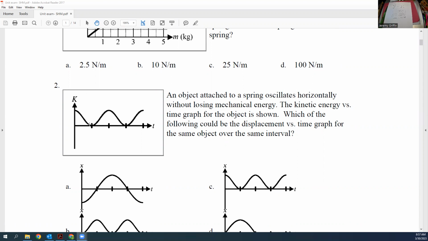Correct, it cannot, right? So 1/2 mv squared. Well, mass is going to be positive, v squared is going to be positive. It's a scalar value. So kinetic energy can only be positive, right? Okay, so that makes sense.